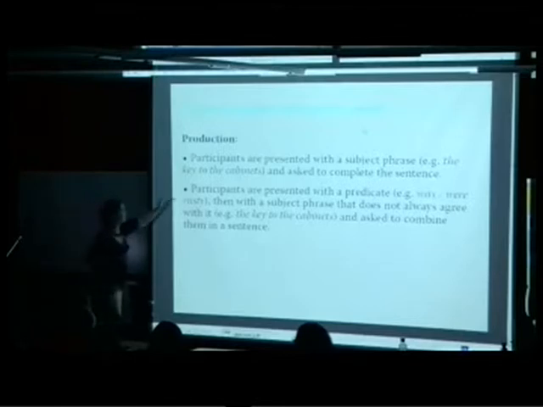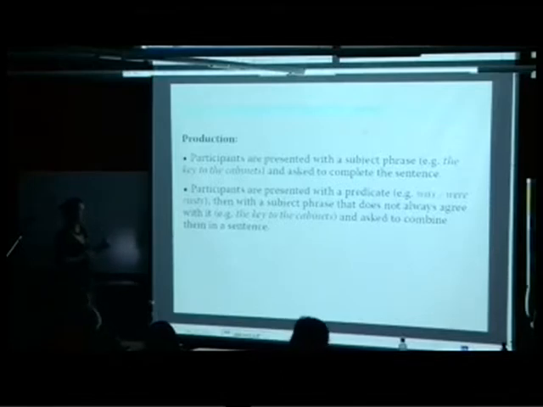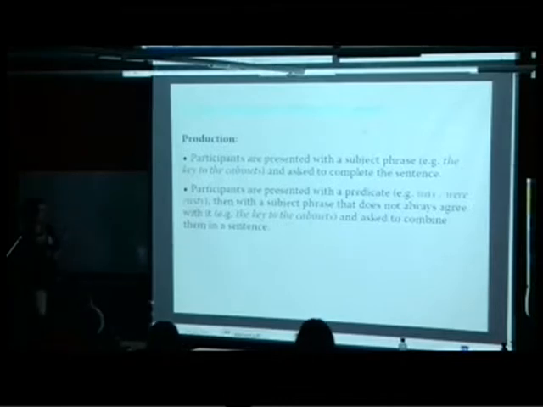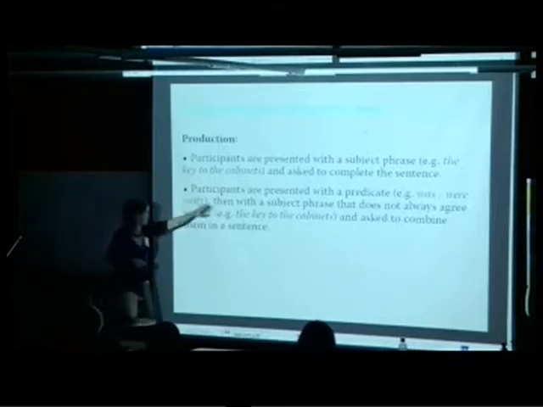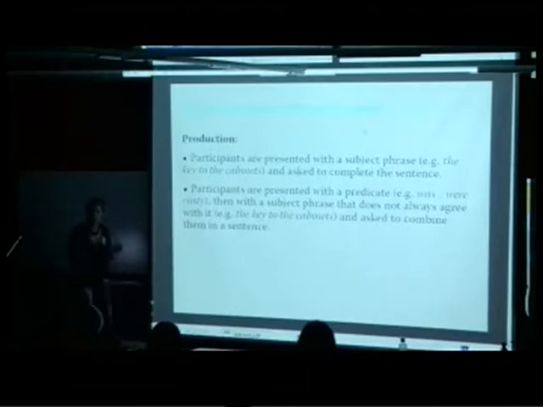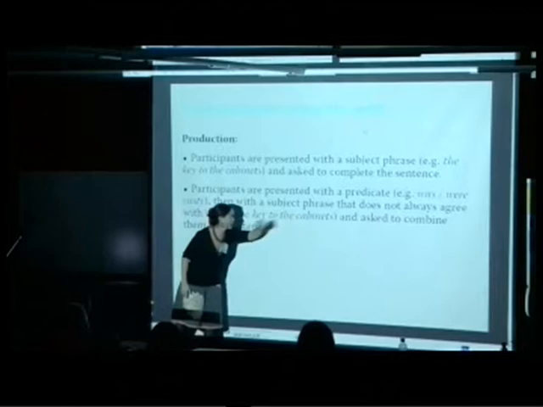So there is another paradigm that is more restricted. In this paradigm, participants are presented with a predicate first, for example, was Rusty or were Rusty. And then they see or hear a subject phrase that doesn't always agree with this predicate, for example, the key to the cabinets or the keys to the cabinets and so forth. And then they're asked to combine this predicate and this subject in a sentence. And of course, when these do not agree, they make mistakes, and the number of mistakes rises significantly when the head noun is in singular and the potential intervener is plural.